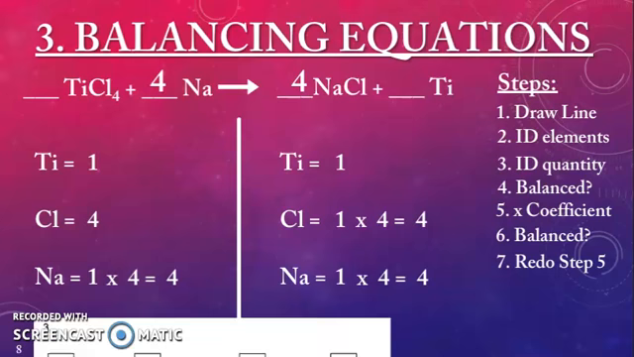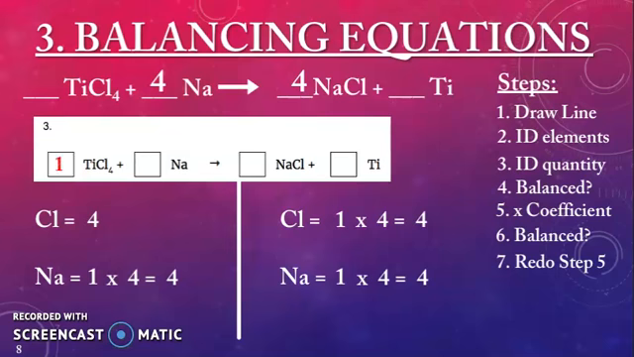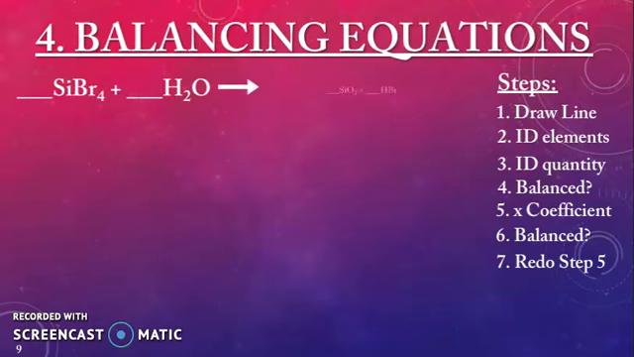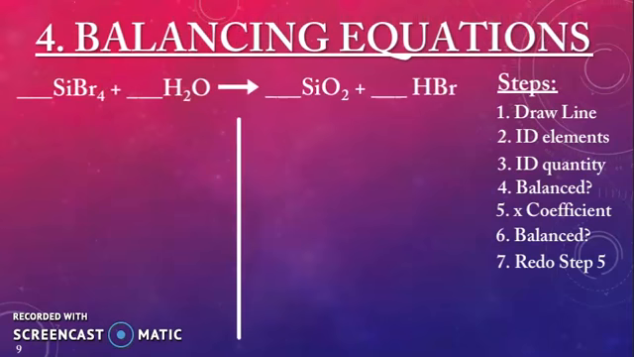So what's this look like on our worksheet? It would be 1, 4, 4, 1. Okay, hope everybody's understanding that. Let's keep going. So let's look at our next reaction. This one is number 4. This is silicon bromide plus water is going to give us silicon dioxide and hydrogen bromide.